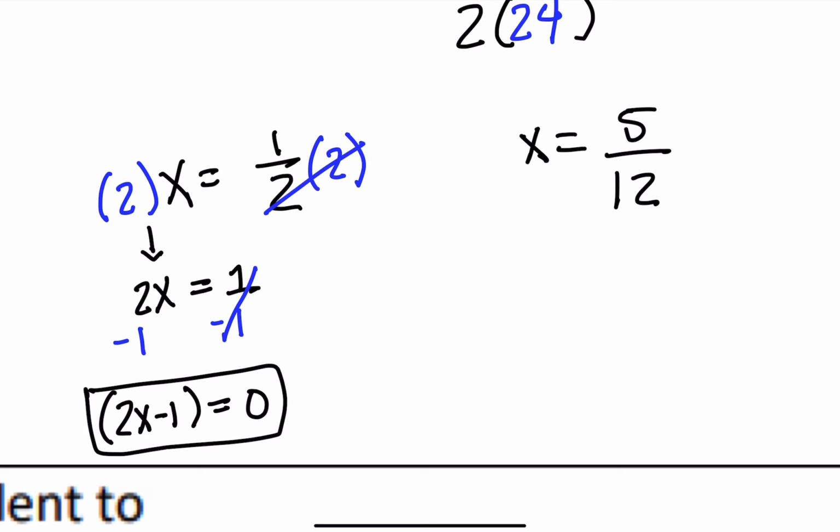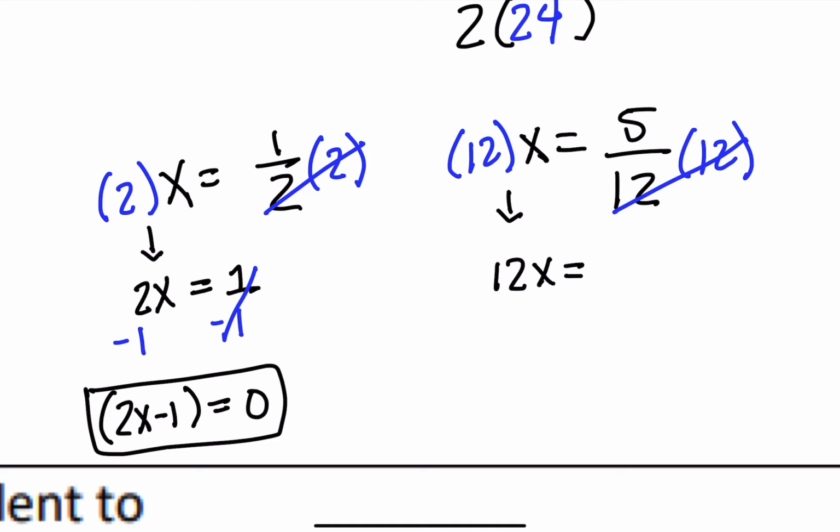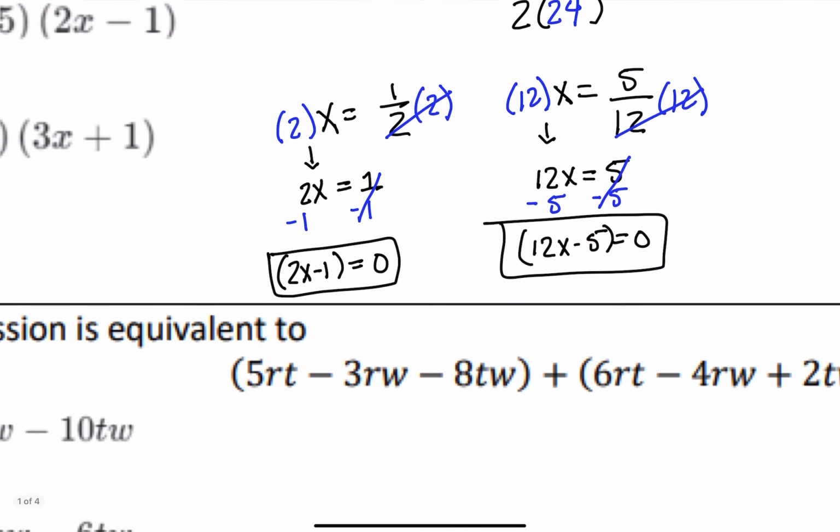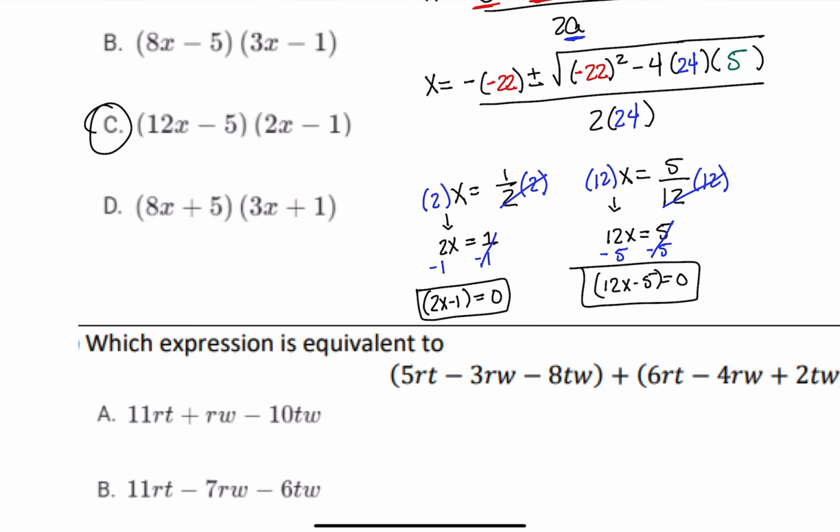So I'm going to do the same concept to my other solution. I'm dividing by 12, so I'm going to multiply by 12 to both sides. 12 times 1x is just 12x. I didn't touch the 5, so I bring it down. Again, it still has to equal 0. Well, that's a positive 5. Inverse of positive 5 is -5. I can't combine the 12x and the -5 because one has a variable and one doesn't. So this equals 0, and this is our other factor. And that answer is going to be C.